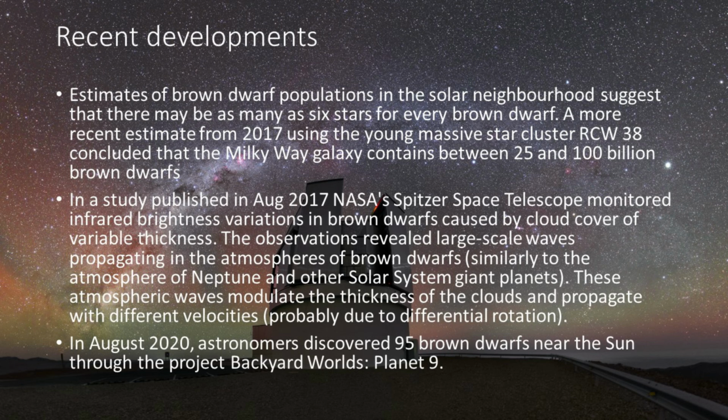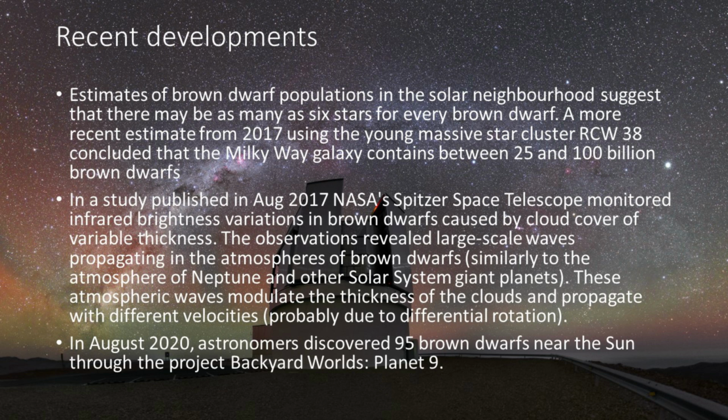A more recent estimate from 2017, using the young massive star cluster RCW 38, concluded that the Milky Way galaxy contains between 25 and 100 billion brown dwarfs. In a study published in August 2017, NASA's Spitzer Space Telescope monitored infrared brightness variations in brown dwarfs caused by cloud cover of variable thickness.